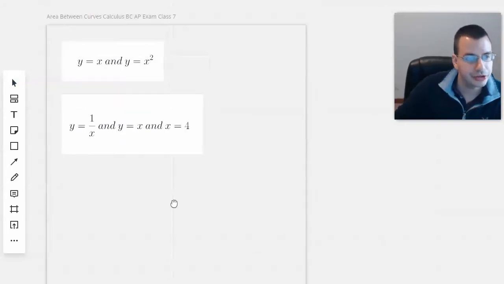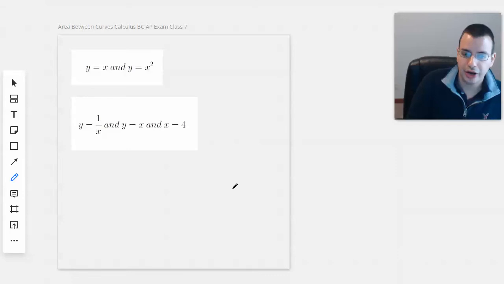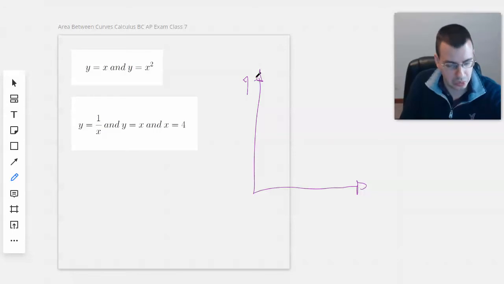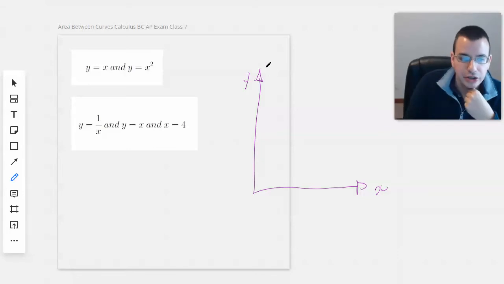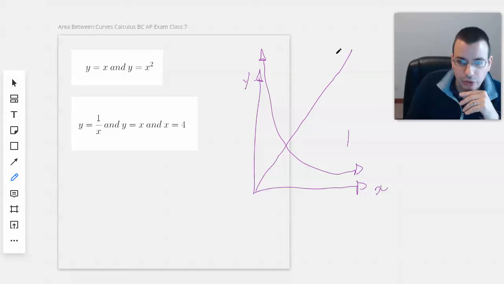So, okay, similar concept. Start by drawing axes, down and over, with arrows, y and x. Okay, so we have 1 over x. When we plug in 0, we're going to get infinity, so it probably looks something kind of like this. And y equals x is going to look something like this. And x equals 4 is going to look something like this. So this will be 4.